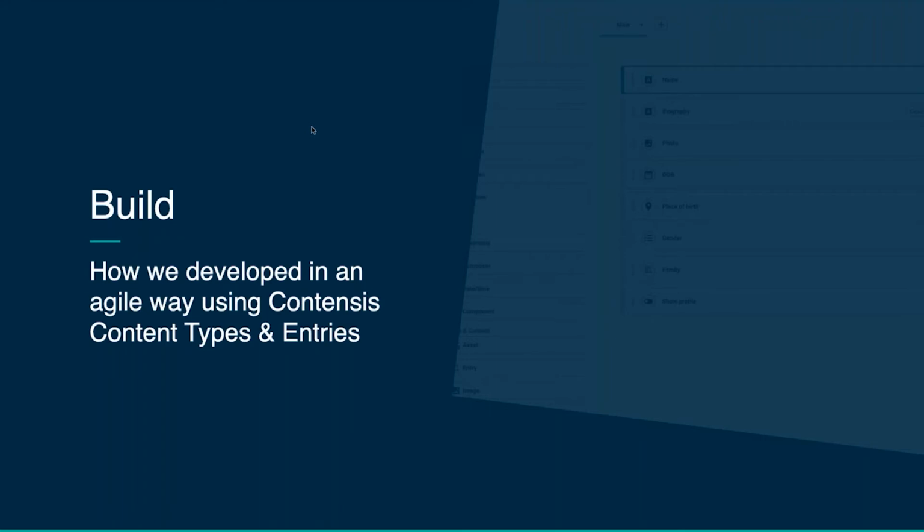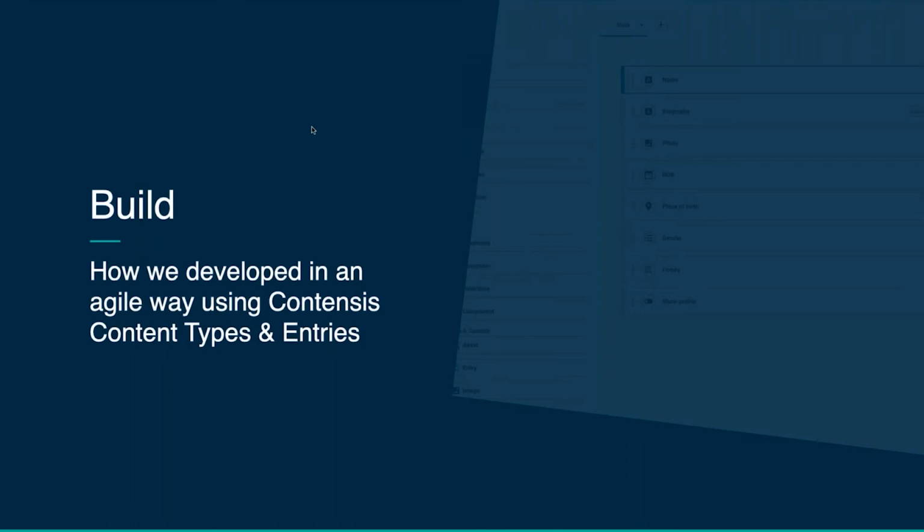Okay, thank you. Right. So yeah, I'm just going to go into a little bit more depth about the build process and how we developed in an agile way using content types and entries in Contensis. And one of the first decisions we had to make was our general approach. So what we wanted to do was to use purely content types and entries, no classic WYSIWYG pages. And then we also wanted to develop a standalone app and just purely use Contensis as a content store and then pull in the content using the new Contensis APIs.